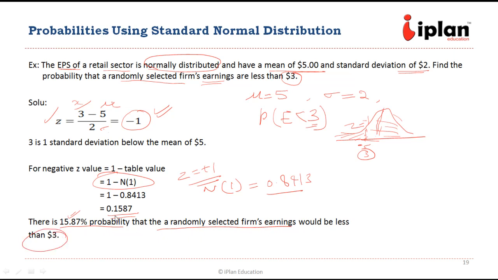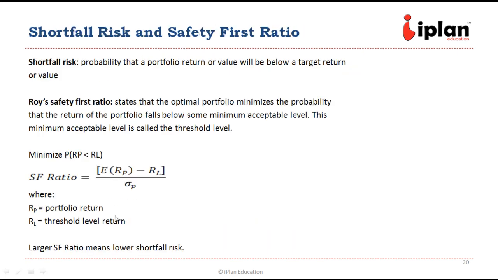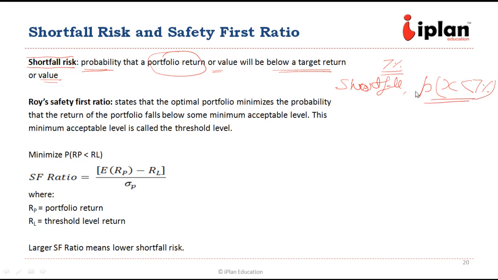Let us move to the next slide. Here we talk about a few other ratios. First is the shortfall risk. This is the probability that a portfolio return or value will be below a target return or value. So if we say that the target return is 7% for our portfolio, shortfall risk is the probability of X having a value less than 7%. So what are the chances that the portfolio return will be less than the target return? This is called shortfall risk, that we will fall short of the target.